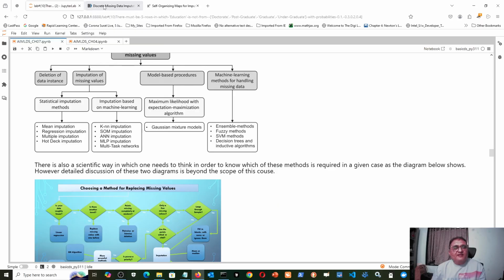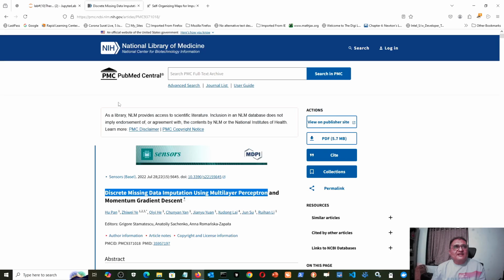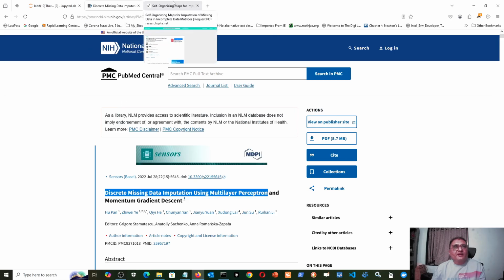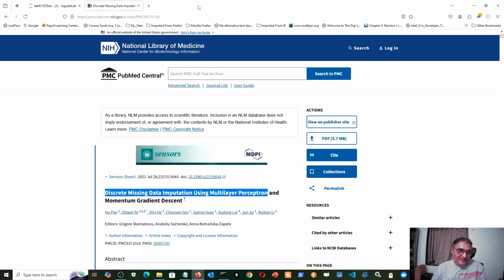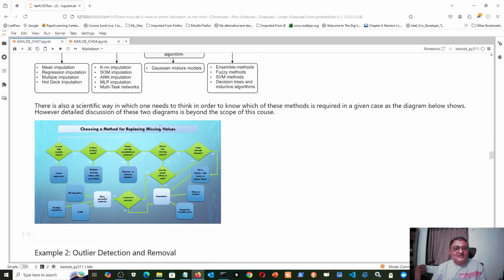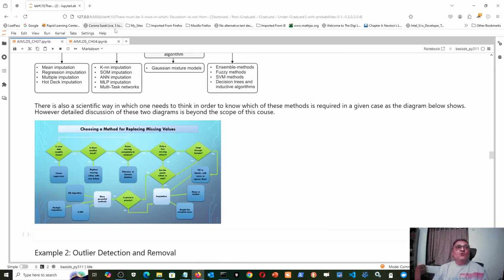Now I did not speak the full forms because these are all research level things. For example, here I found discrete missing data imputation using multi-layer perceptron. That is advanced and it is research in the National Library of Medicine. Similarly, self-organizing map for imputation of missing data in incomplete data matrices. If I go into that, I will have to explain what discrete data and incomplete matrices are. So these are all research level, PhD level things. KNN alone is enough for that. More important than this diagram.